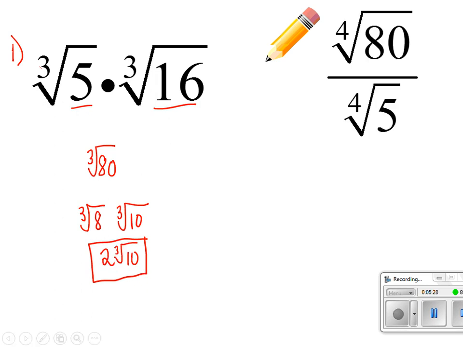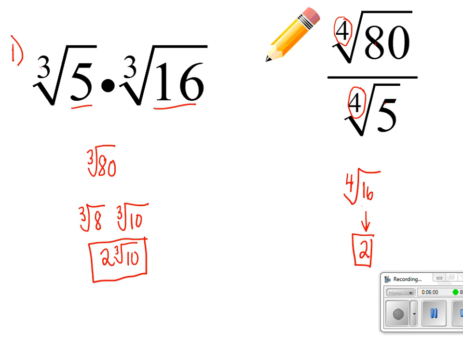What am I going to do if I divide? Well, if my index here, which is a 4 here and a 4 here, is the same, then I can go ahead and take 80 divided by 5. Well, 80 divided by 5 is 16, so the 4th root of 16. I'm going to look on my handy dandy yellow sheet and see if 16 is in the 4th root pile, and it is. It comes out to be 2. So the answer to that problem is 2.